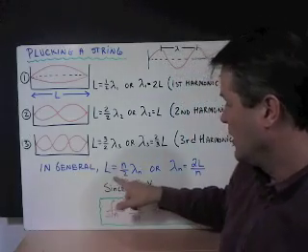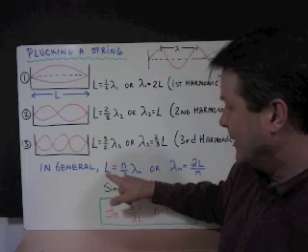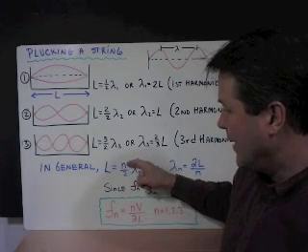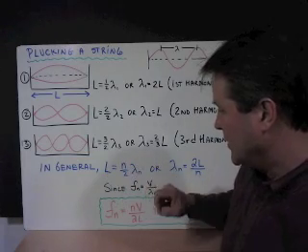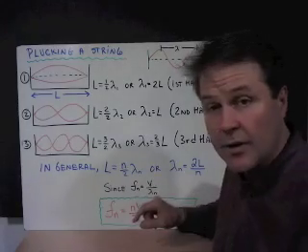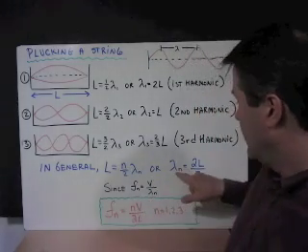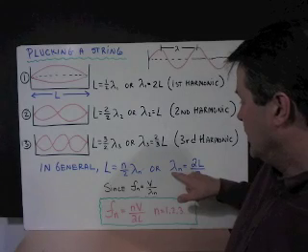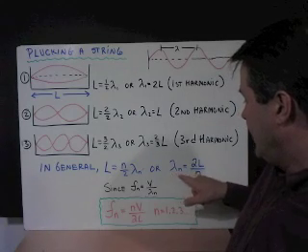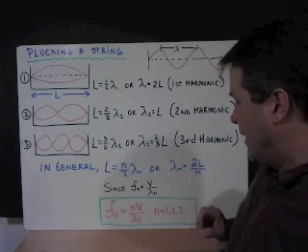Now, in general, what we can say is that the length of the string is equal to n divided by 2 times lambda, so depending on what harmonic we're talking about, the wavelength λn is equal to 2 times L divided by n.